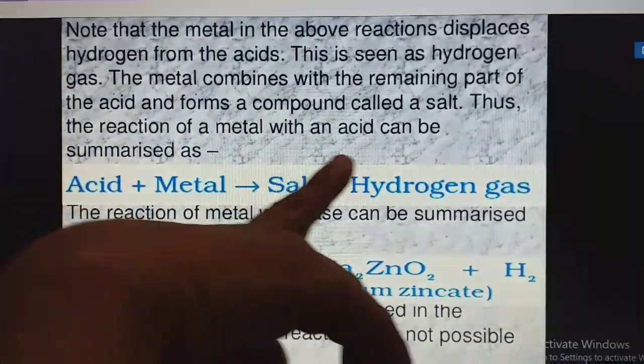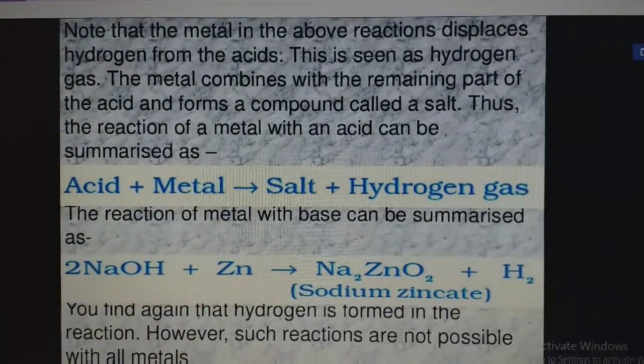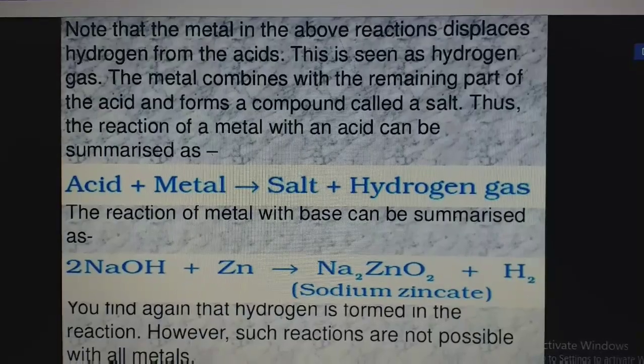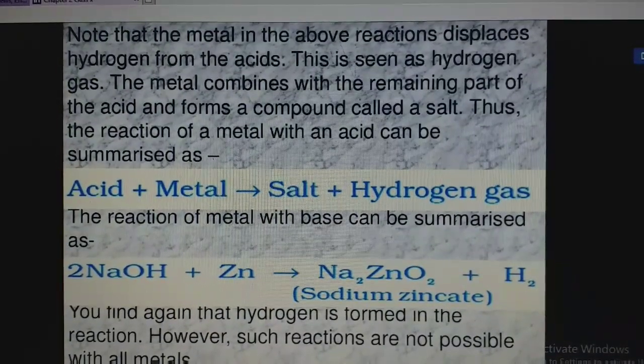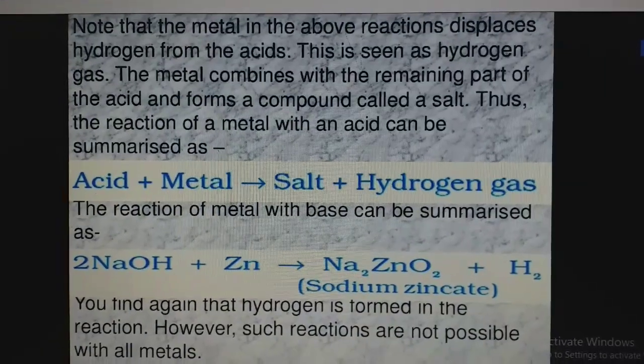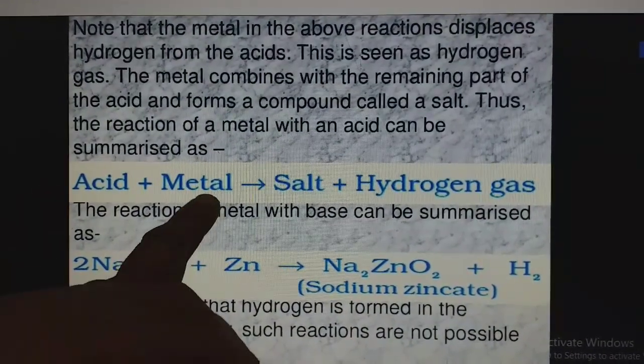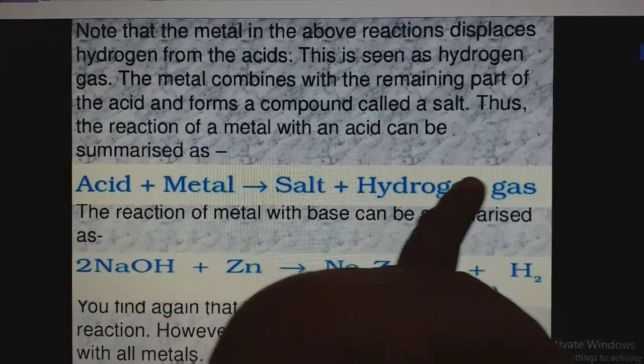I think you can write the reaction between zinc and dilute sulfuric acid. Zn plus H2SO4 gives ZnSO4, zinc sulfate, plus H2 gas. So acid reacts with metal, forming salt plus hydrogen gas.